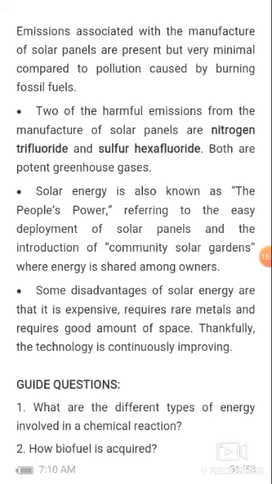So, solar energy is also known as the people's power, referring to the easy deployment of solar panels and the introduction of community solar gardens, where energy is shared among owners. So, some disadvantages of solar energy are that it is expensive, requires rare materials, and requires a good amount of space. Thankfully, the technology is continuously improving.